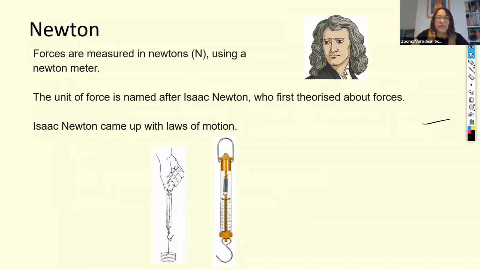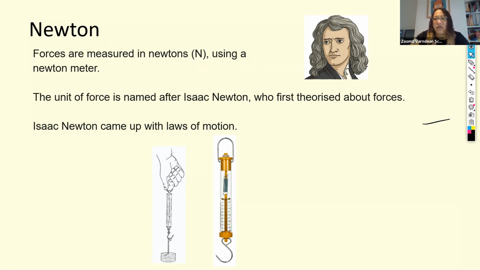So this handsome chap here was Isaac Newton. He did lots of work on forces, and he came up with his laws of motion, which you will go into in a lot more detail, not today, but over the next few weeks. Because of all his work on forces, we measure forces in a unit called the newton. And notice it's a capital N after Isaac Newton.